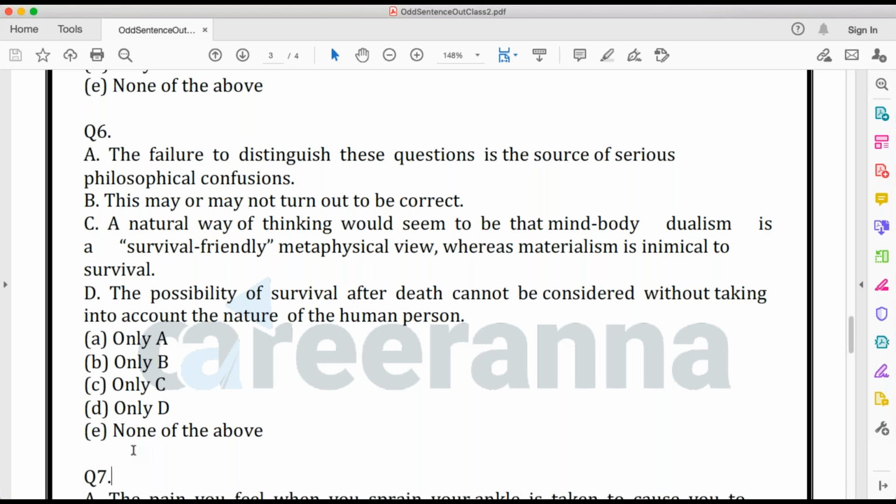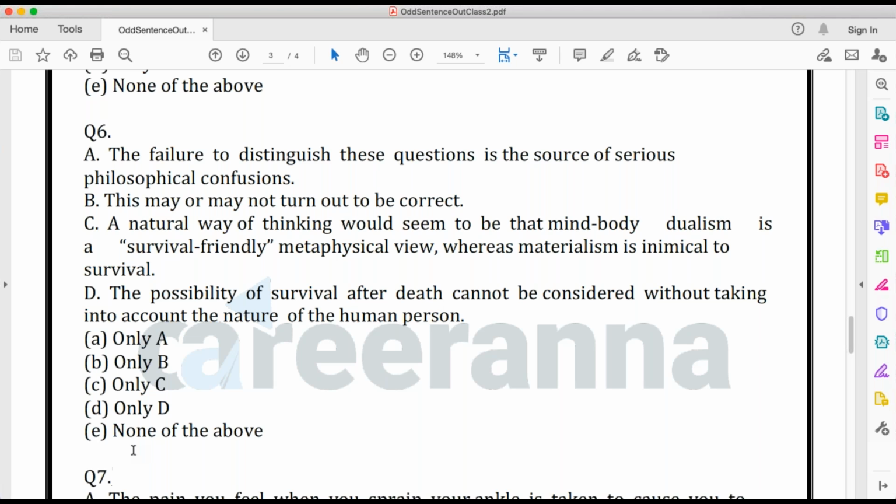I'll give another 20 seconds for people to attempt. This is slightly tricky. I'll give 20 more seconds. Yes, Shraddha. Yes, Anjali. Yes, Harsh. The correct answer is option number A. A is the correct answer. Yes, Vani. Yes, Sai. A is the correct answer.